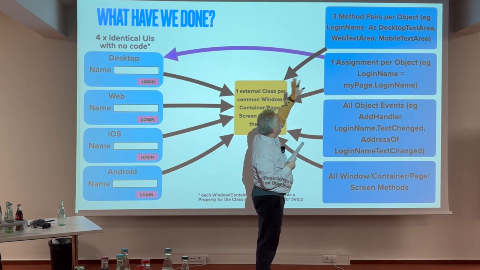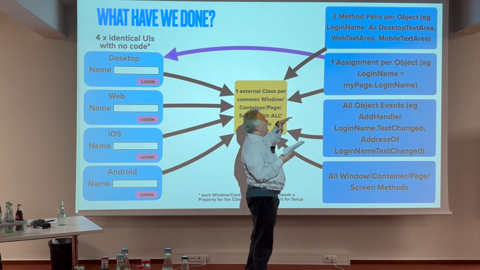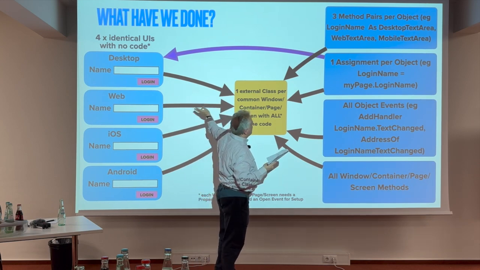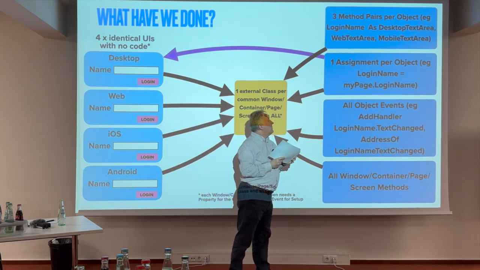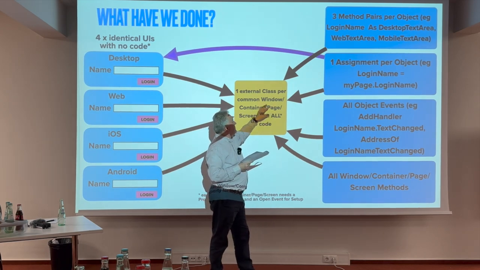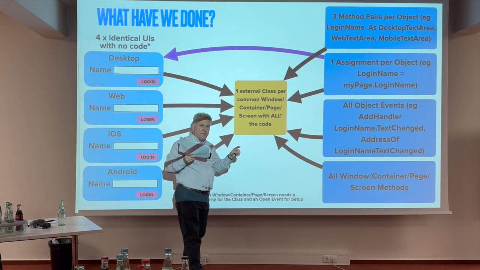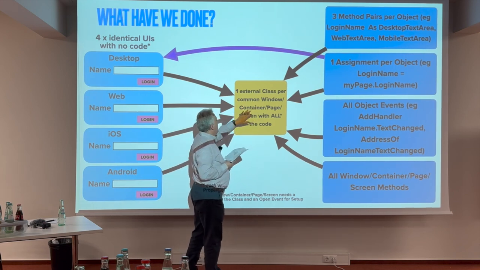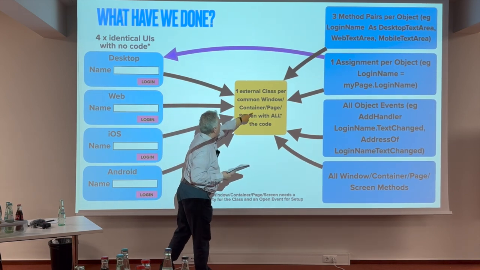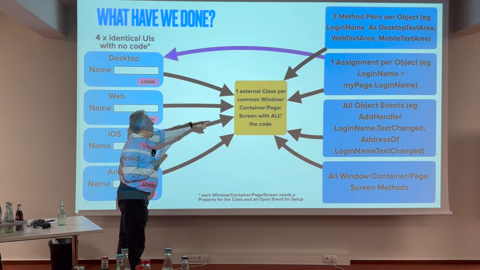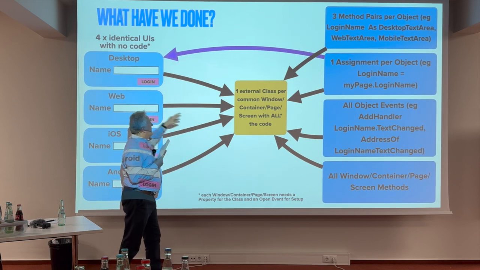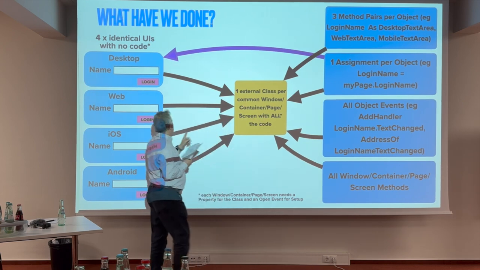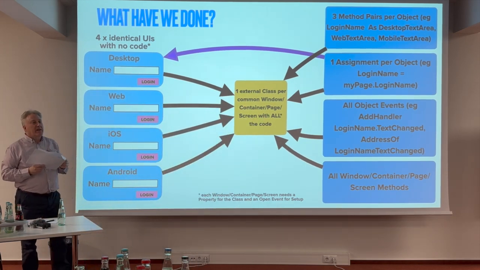We've already done that, where we created, for example, for login name, the desktop text area, web text area, and mobile text area. Then within this class, we need to point that object that we've defined back to the particular page. So we'll have defined in here that we have the person's login name, and that is on this particular window with such and such a name. Same thing, this window, that name, this window, that name. So we've not only defined the object, but pointed it back to the originating window or container.